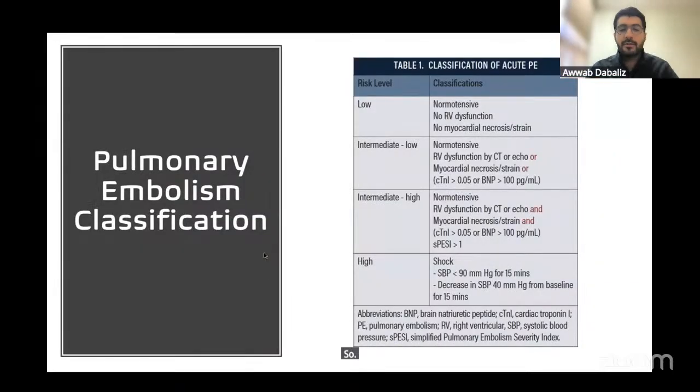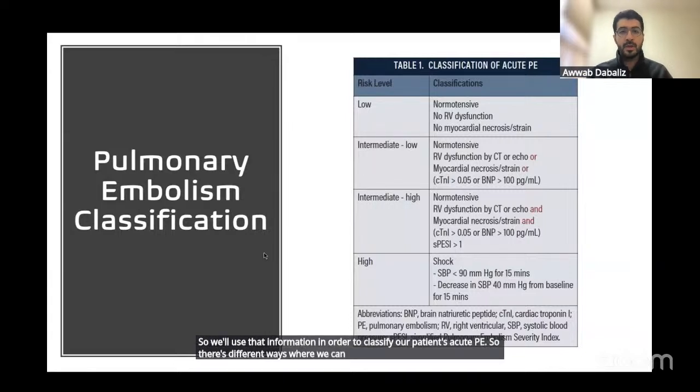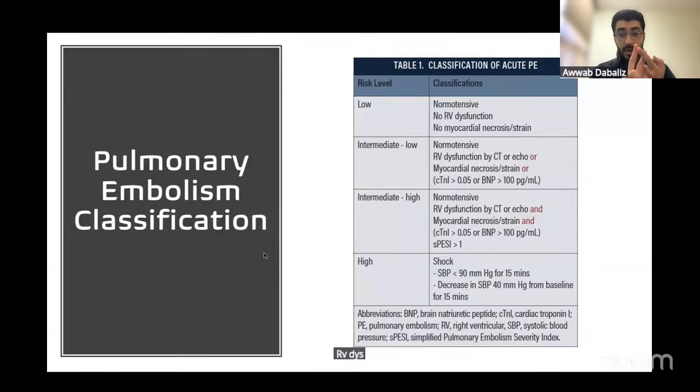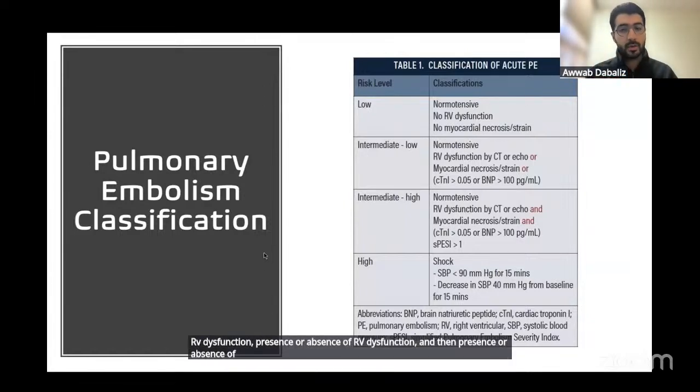So we'll use that information in order to classify our patient's acute PE. There are different ways we can classify PEs, but if we utilize hemodynamics, presence or absence of RV dysfunction, and then presence or absence of myocardial strain or necrosis, those are three different parameters that we can use in order to classify our patient's PE. And so the risk classification is low, intermediate, and high. So three different categories, and then intermediate is subdivided into low and high intermediate.